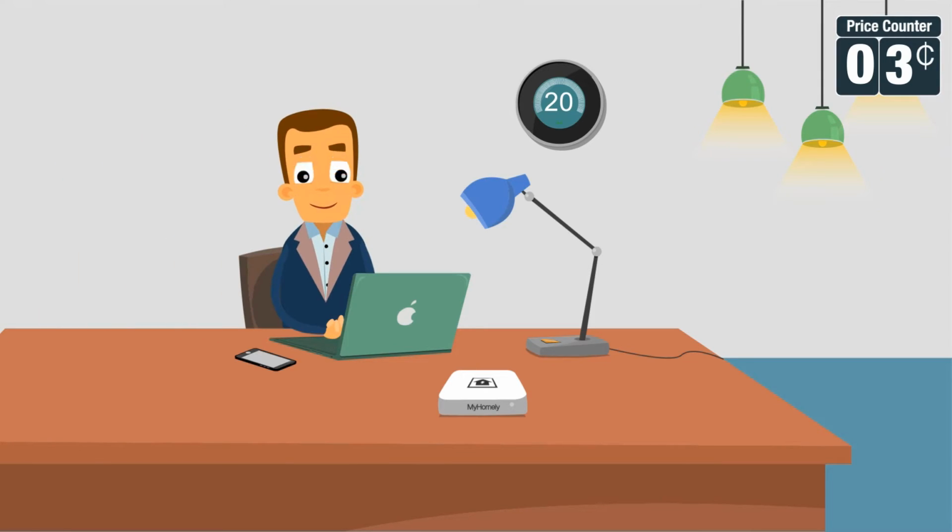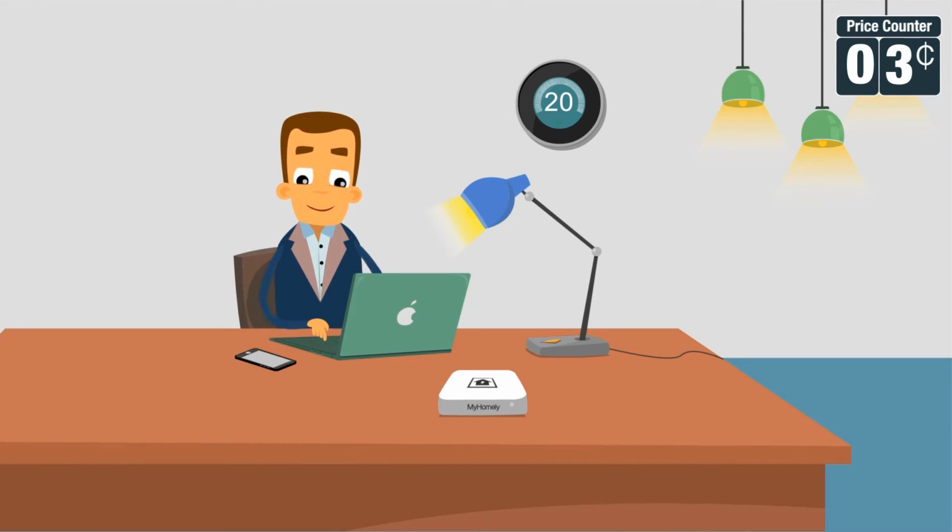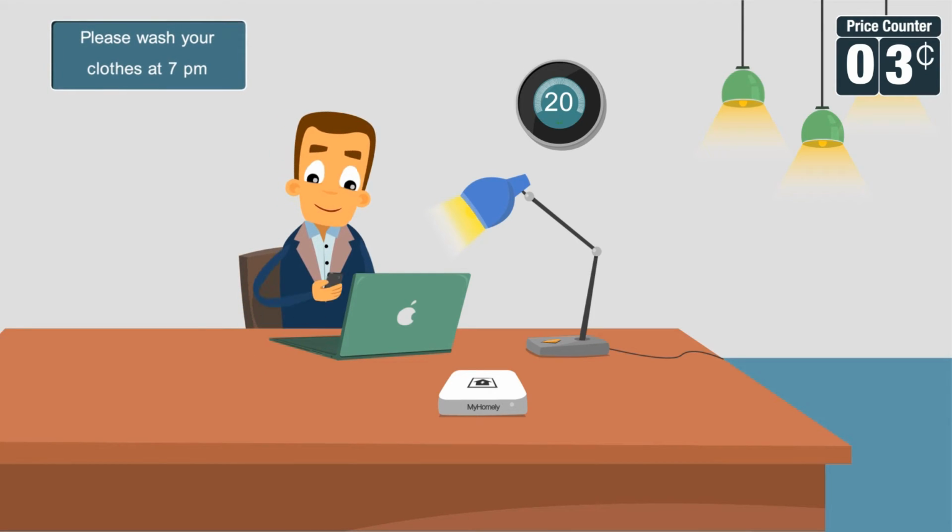The system learns from your appliance usage patterns, and as prices change during the day, it gives you suggestions about when you should use or schedule the operations of your appliances so that you can save money.